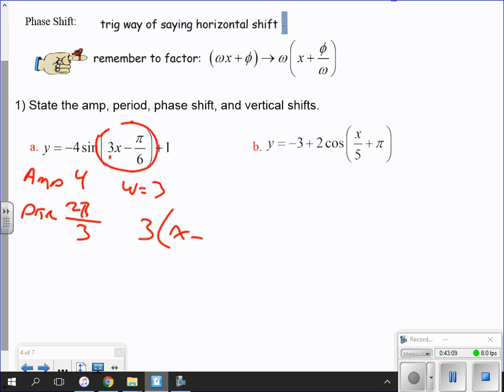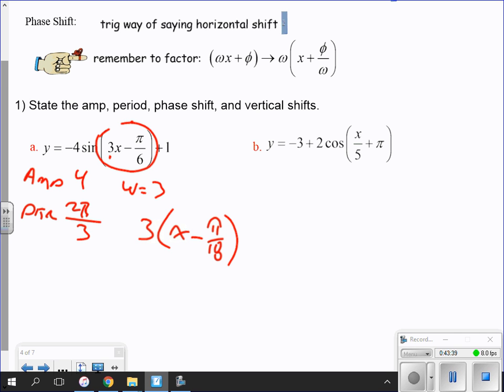Does that make sense? Okay. It's not easy to do with fractions. However, sometimes it's easier to think the other way around. 3 times what is going to give me pi over 6? That would be 3 times pi over 18. Right? Because 3 over 18 does what? Reduces.